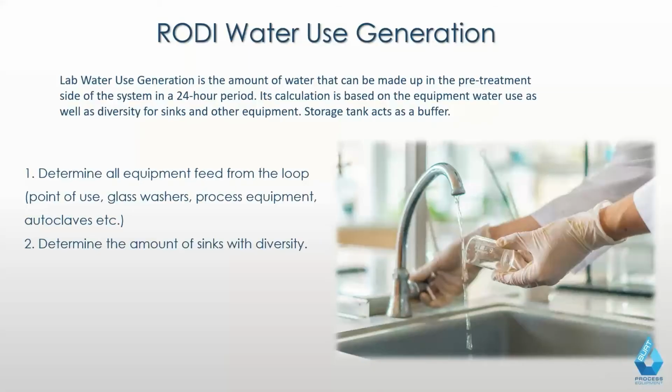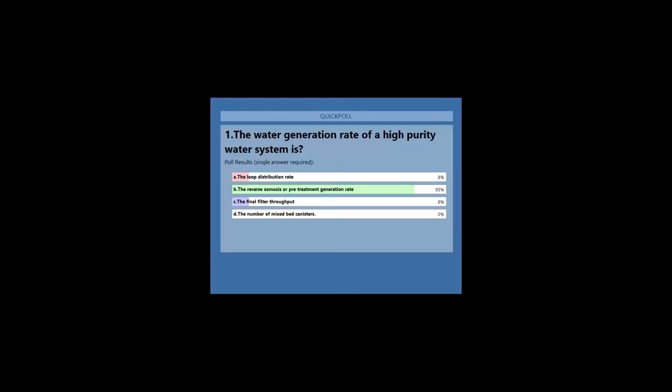Okay, so the question was, the water generation rate of a high purity water system is either A, the loop distribution, B, the reverse osmosis or pretreatment rate, C, the final filter, or D, the number of mixed bed canisters. Obviously, as I just talked about, it is the reverse osmosis and pretreatment generation rate. And again, that's how much water you're actually going to generate within your actual system.